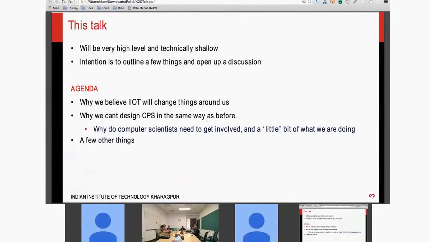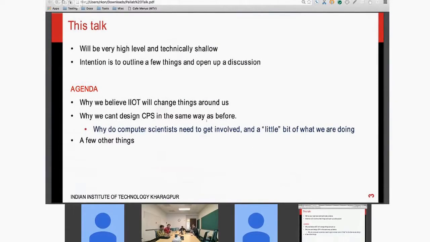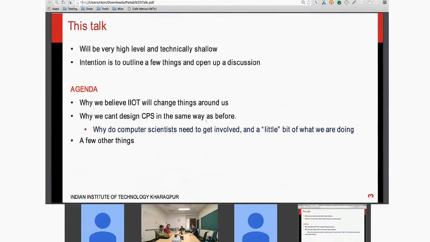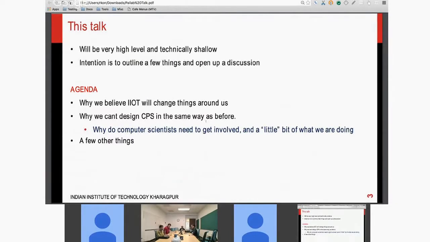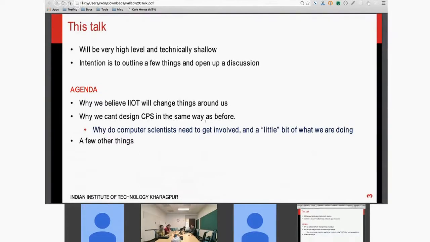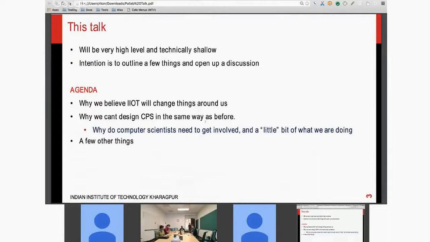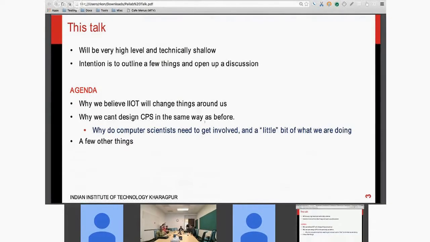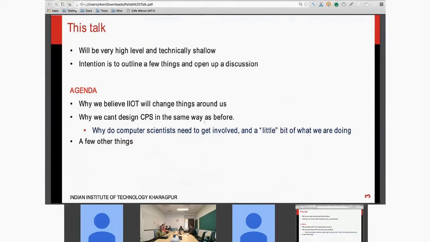So this talk, as a disclaimer, will be very high level and technically shallow, and the intention is to outline a few things and, if possible, open up a discussion. I suppose that the IIoT revolution, that is the industrial Internet of Things, is something that is gaining in momentum, and there are a lot of things that are going to happen in the years to come.